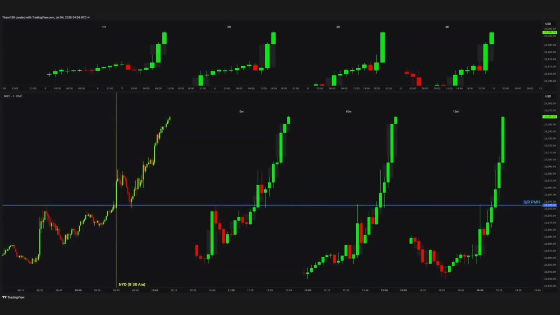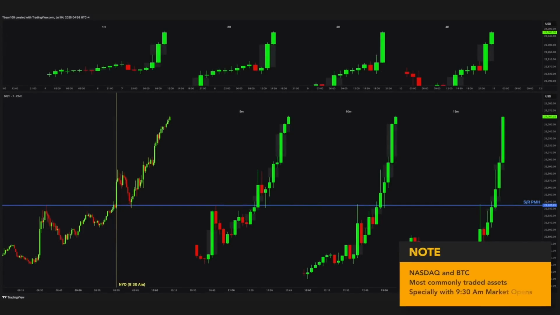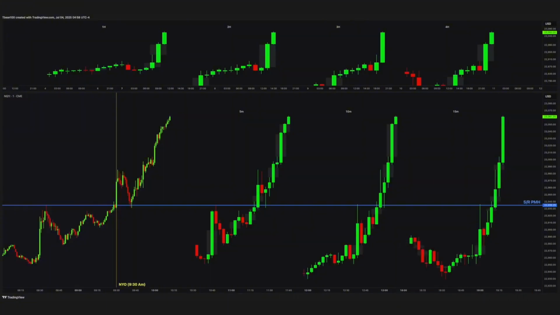Let's continue practicing our day trading and scalping skills around the market openings. Since Nasdaq is the most commonly traded asset in the world, I will work on it. But you can also use this with any kind of assets like Bitcoin. Before we start, the market opens at an extremely important price level. This blue line indicates the previous month's high point, which is broken strongly, as you can see.